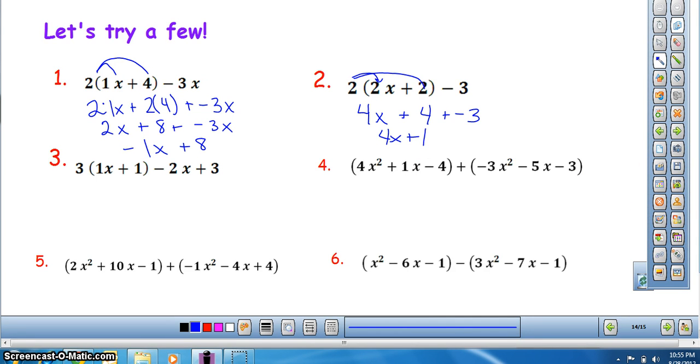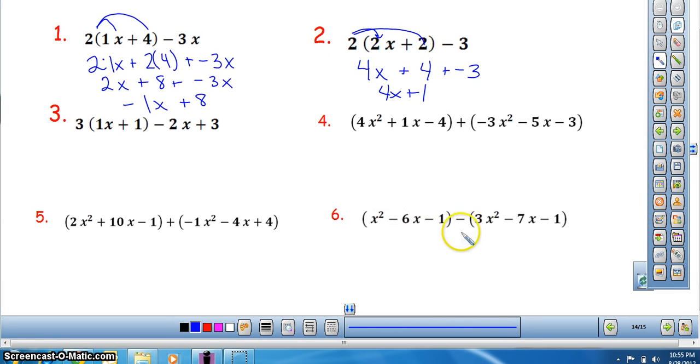Number 6, I don't think we tried, and if you need to pause the video, be really careful here. We have a subtraction. So the first part stays the same, x squared minus 6x minus 1. And again, I might change this to plus a negative 6x plus a negative 1. This is going to change everything in the parentheses to the opposite.